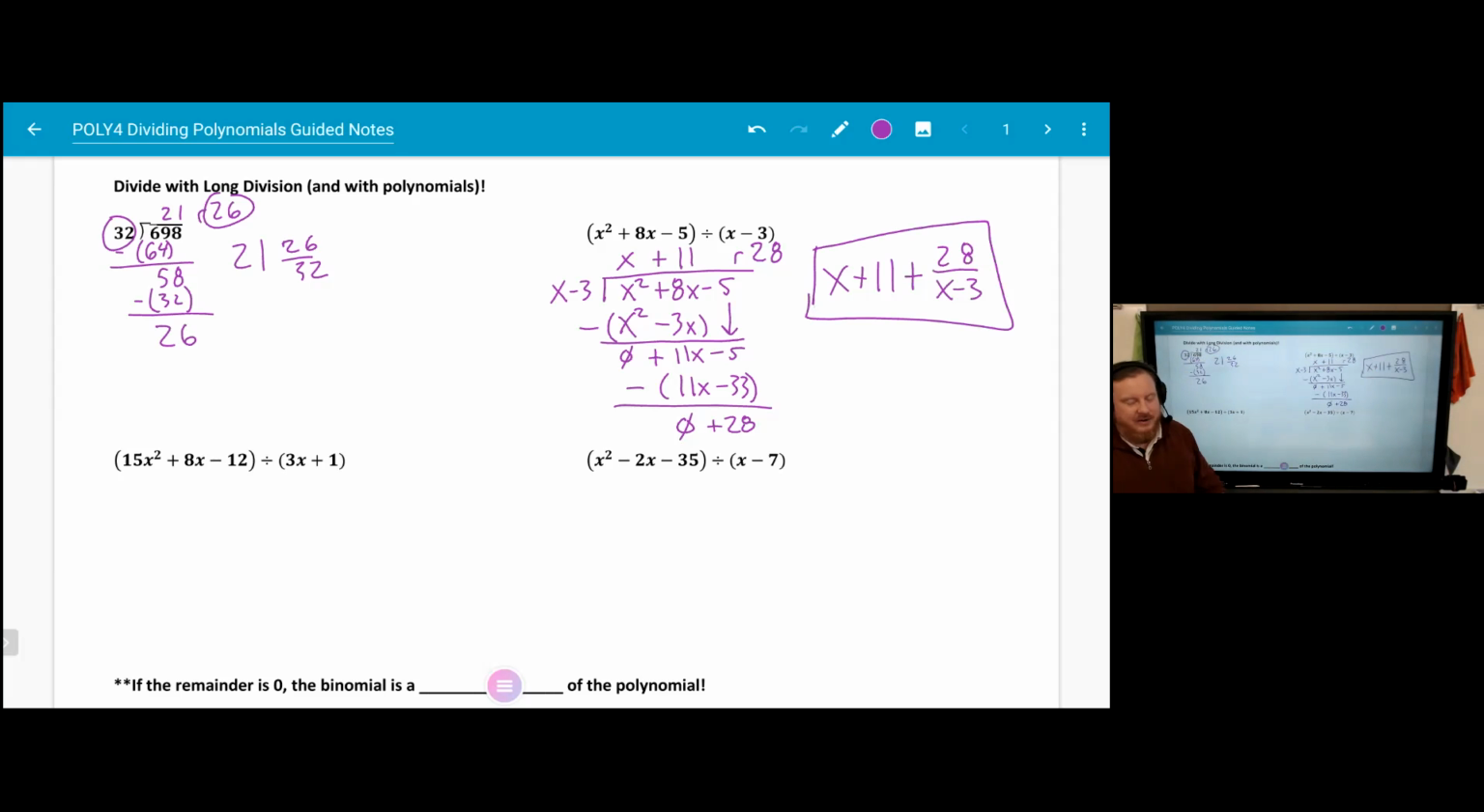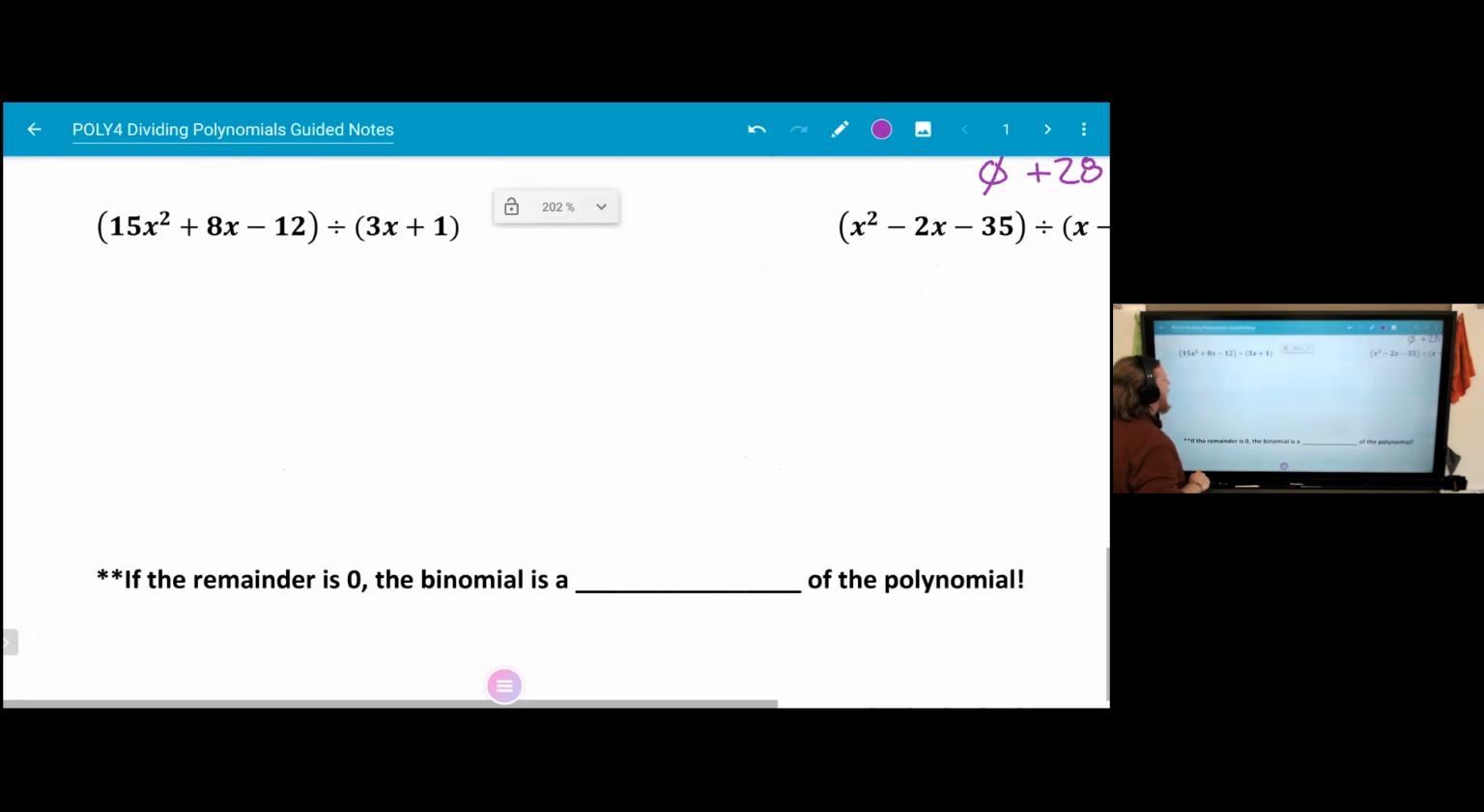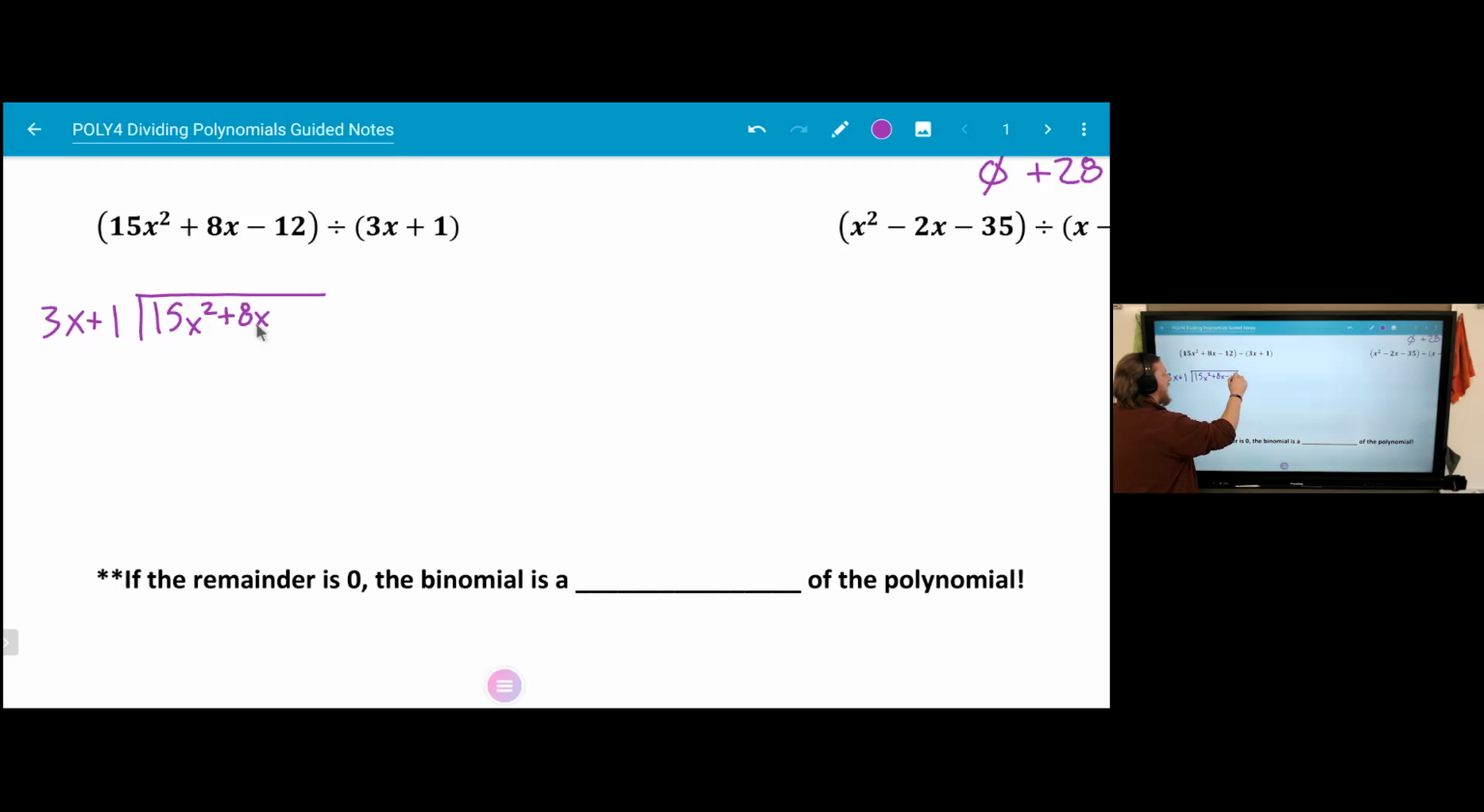There's a lot going on there. Totally get it. There is a lot going on there. We're going to step by step our way through another one, which is a little more complicated, but not bad. We've got 15x squared plus 8x minus 12 divided by 3x plus 1. Do the same setup. 3x plus 1 goes out here. Inside, I've got 15x squared plus 8x minus 12.